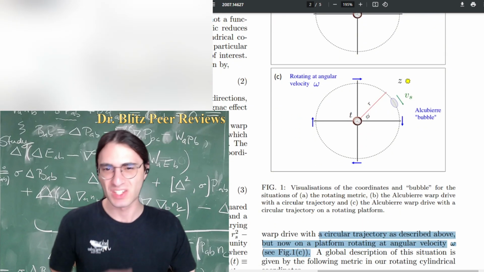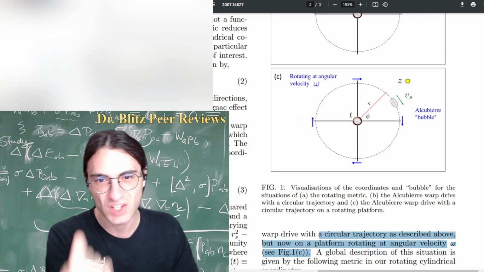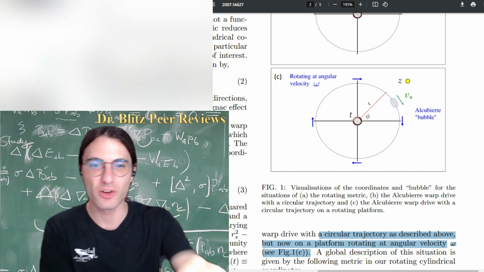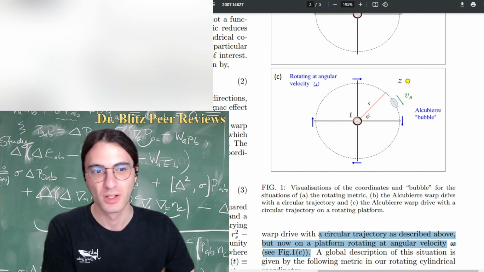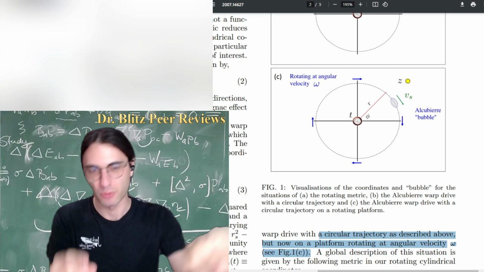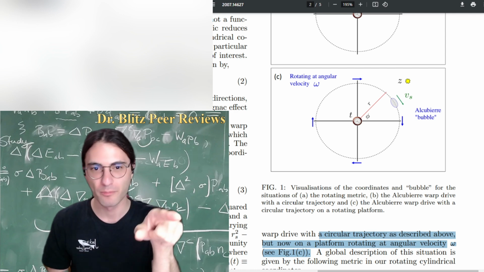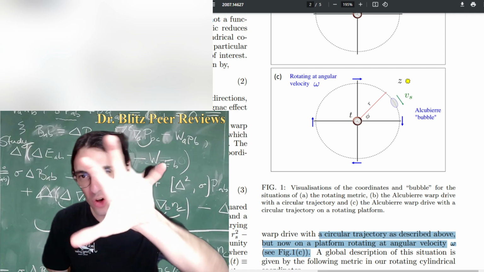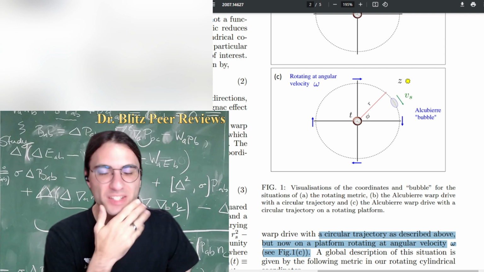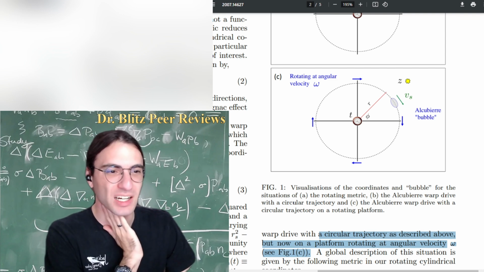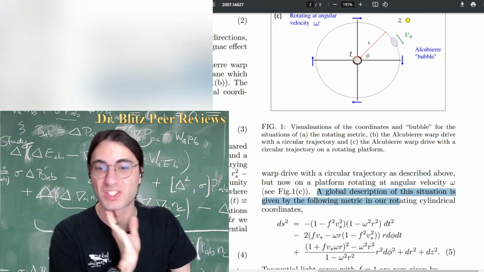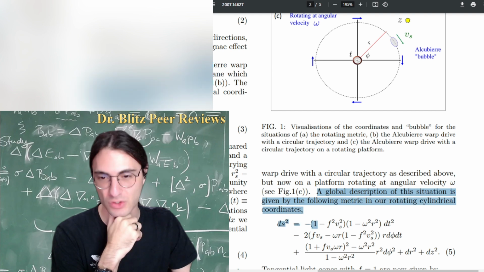Whew, okay, this is confusing. So they're going to have the Alcubierre drive moving in a circle, racing around a platform, while the whole thing itself is spinning. Lots of rotation here. A global description of this situation is given by the following metric in our rotational cylindrical coordinates.